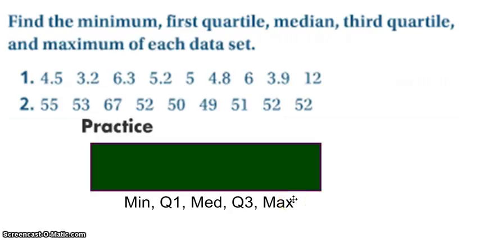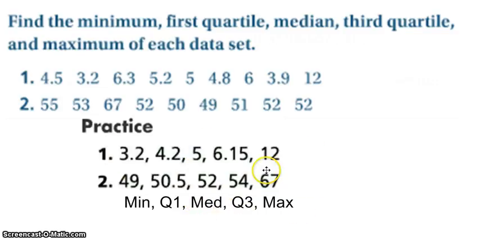Alright, so for both of these, remember we're going to have it in the order of minimum, first quartile, median, which is also quartile 2, then quartile 3, and the maximum. So there are your answers for 1 and 2.